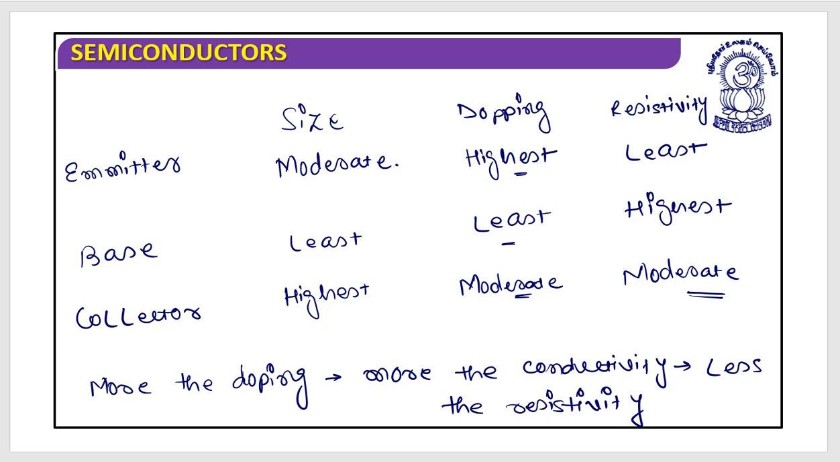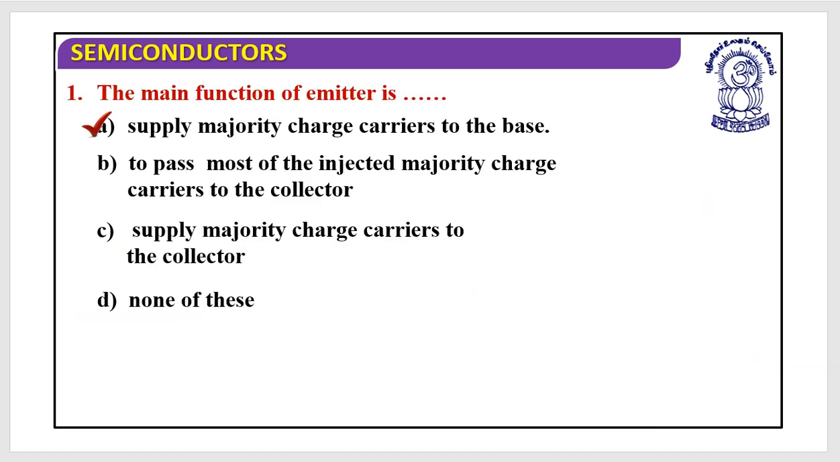So this is the summary sheet which defines the role of emitter, base and collector, so that we can have a rough approximation that this particular part will behave something like this. I hope this is clear. Great. Now let's have a look at certain quick questions.